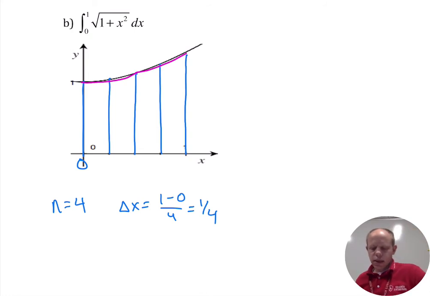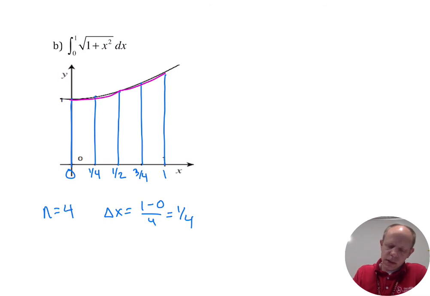It's interesting. And we do need our x values here. And so we're going to start at 0. We're going to go 1/4 above that, 1/4 above that, which will be 1/2, 1/4 above that, which will be 3/4, and 1/4 above that, which is 1. Okay, and so now when we do our approximation, we'll have b minus a over 3 times n.